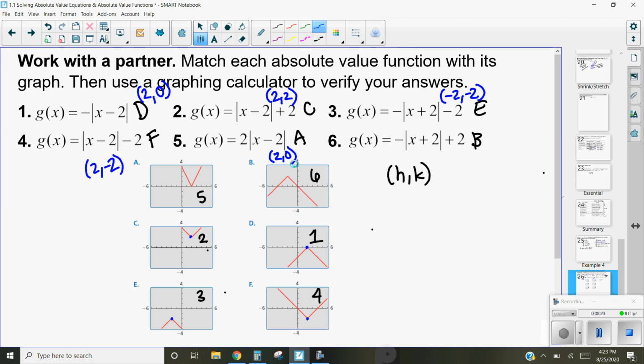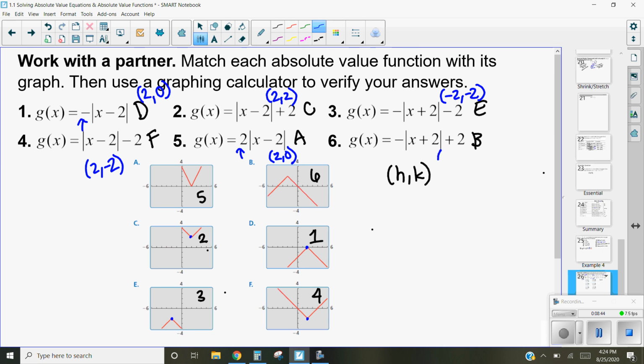So then I have to look at that A value to determine which one it is. Now D faces down and 1 has a negative sign. So that's how we know those two match. So remember, just looking at the vertex won't guarantee that you'll get it, but you can rely on that vertex and the A to determine which one is which.